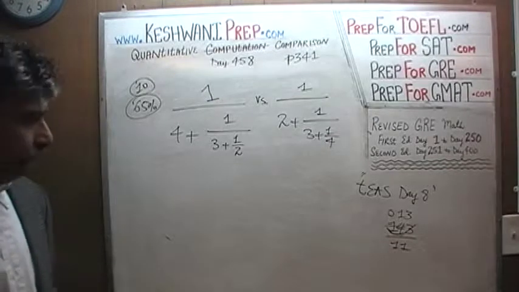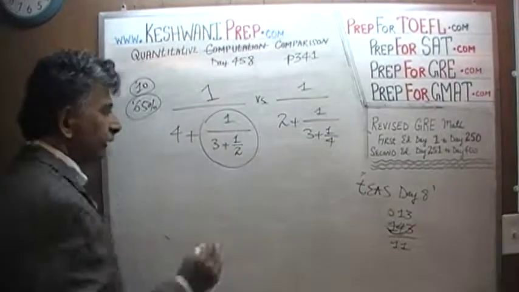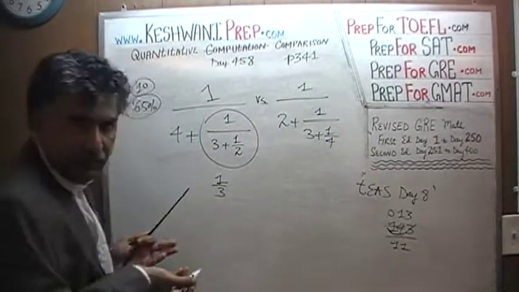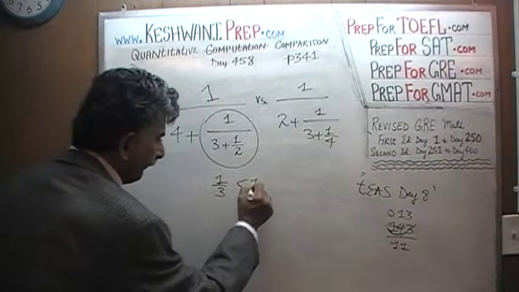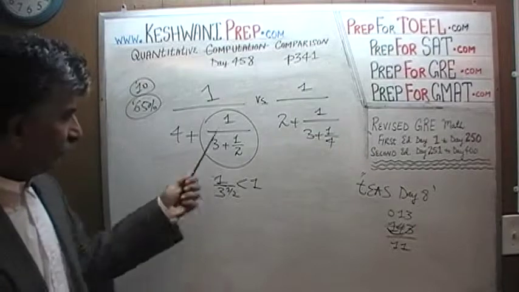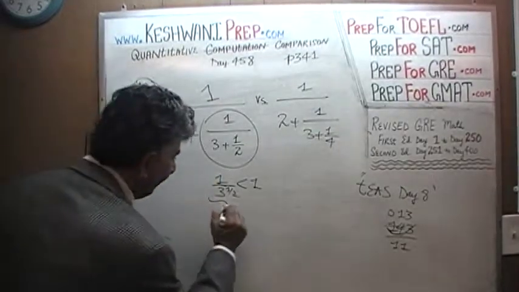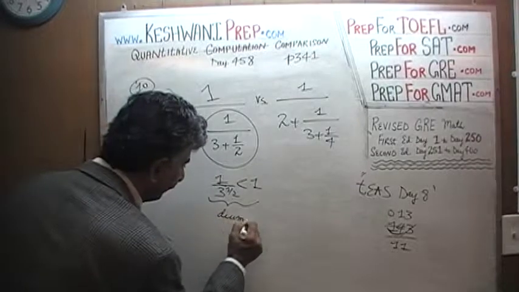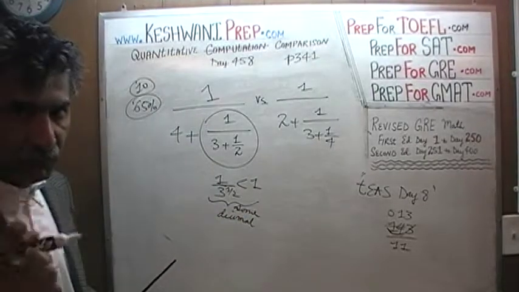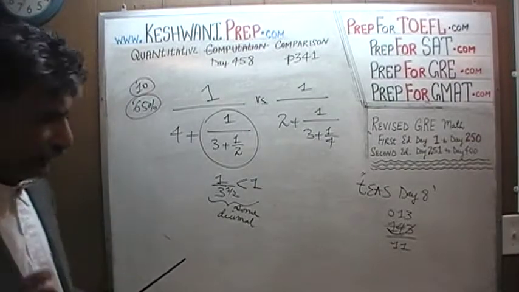Here's what's going on, okay? What we need to understand is that this part, as you can clearly see, is 1. Had it been 1 divided by 3, 1 divided by 3 is less than 1. 1 divided by 3.5 is still less than 1. So this is going to be some decimal. Listen carefully. Some decimal meaning that it's not more than 1. It's going to be between 0 and 1. It's point something.